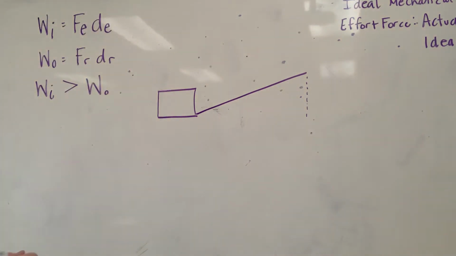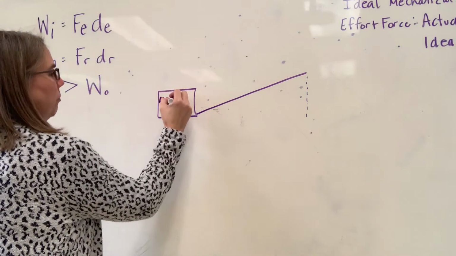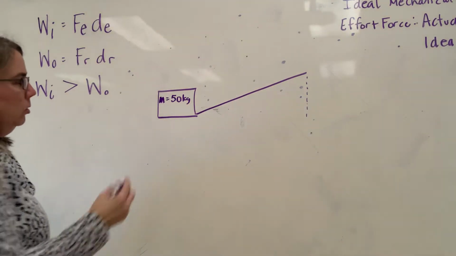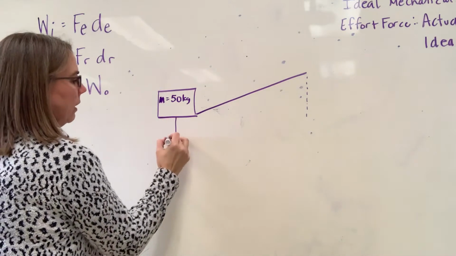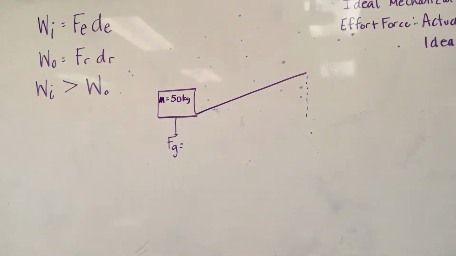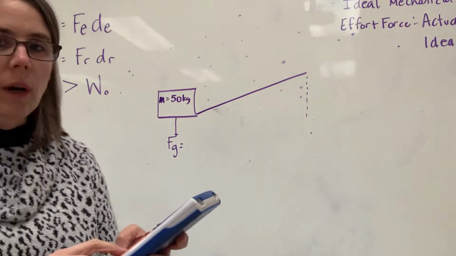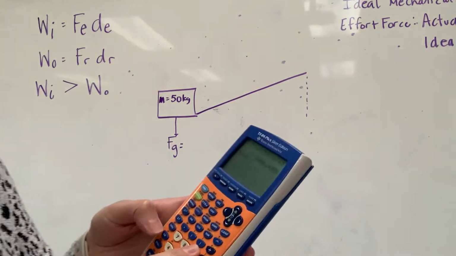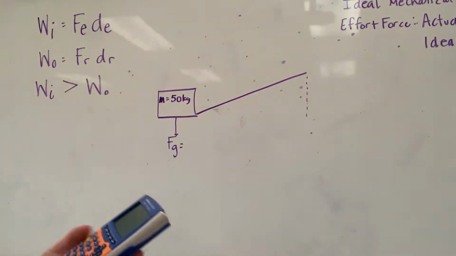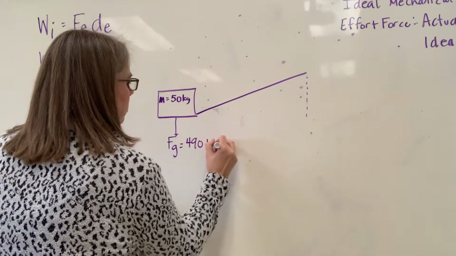So you can imagine here that we have this box, or this object. Let's say that it has a mass of 50 kilograms. At this point, I hope that you can calculate the weight of this, the gravitational force. Remember, to find weight, it's just mass times gravity, so 50 times 9.8. And so 490, that's the weight of this box, 490 newtons, okay?